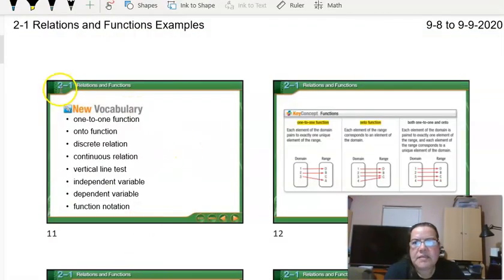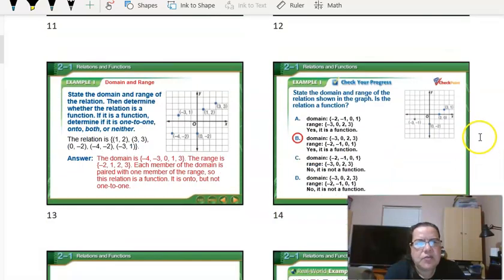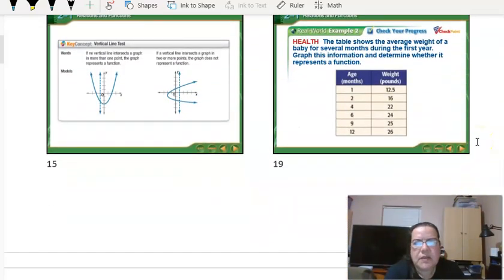Your packet has the vocabulary that you're going to need, and also here are the definitions that I just mentioned, whether you have a one-to-one, an onto function, or both a one-to-one and onto. So look over that information to get more details. And so you have some practice problems here that they've included.